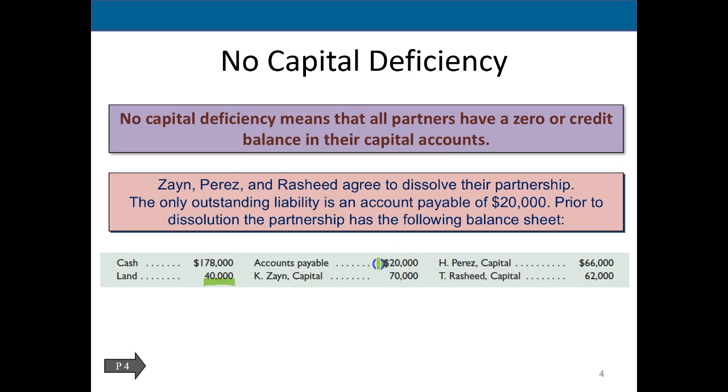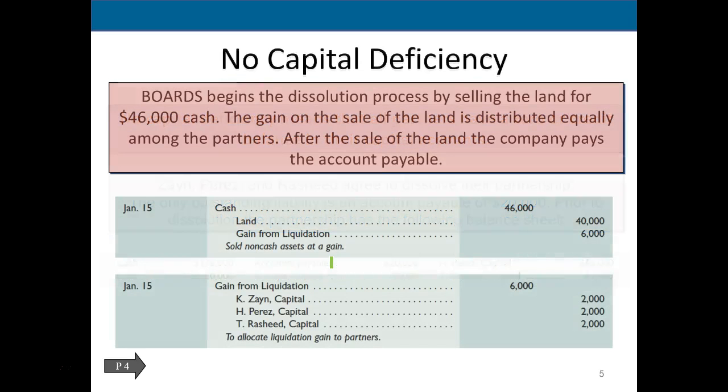Then we need to pay off the $20,000, hopefully before we pay off the partners, because we don't want to be in a situation where we pay off the partner before we pay off the liability, and then we don't have the money to pay off the liability. So ideally, we want to sell the land, want to make sure we get as much as we can for any assets. We want to recognize that gain or loss on the sale. Then we pay the liability. Then we pay off the capital accounts.